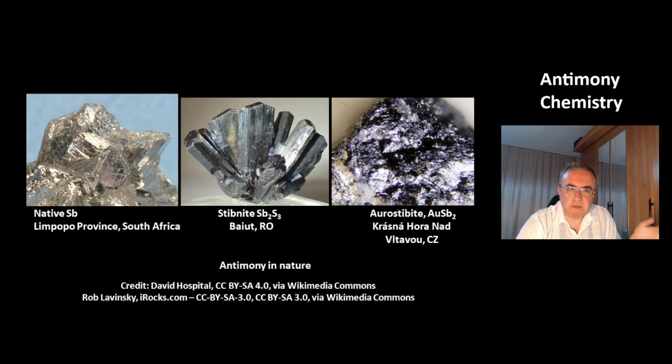These are three examples of antimony in nature. At the left, that's native antimony from the Limpopo province in South Africa. In the middle, that's stibnite, which is antimony sulfide from Baiut in Romania. And at the right, that's aurostibite, which is a gold antimonide from Krasna Hora nad Vltavou in the Czech Republic.